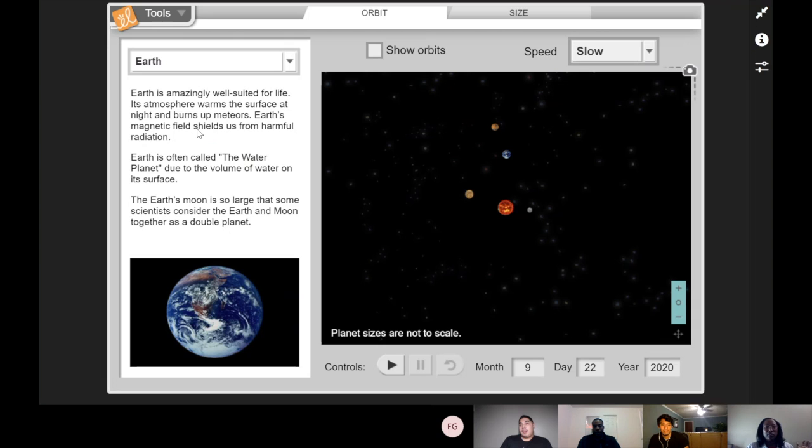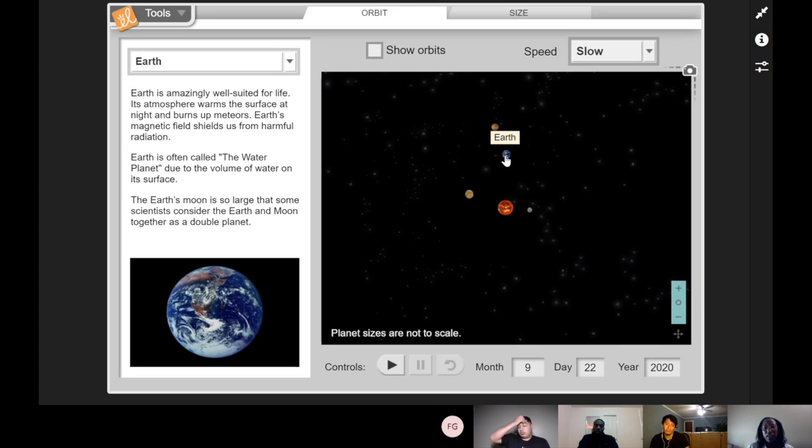Earth is amazingly well suited for life. Its atmosphere warms the surface at night and burns up meteors. Earth's magnetic field shields us from harmful radiation. Earth is called a water planet due to the volume of water on its surface. And the Earth's moon is so large that some scientists consider the Earth and the moon as a double planet. So here on our gizmo is Earth.